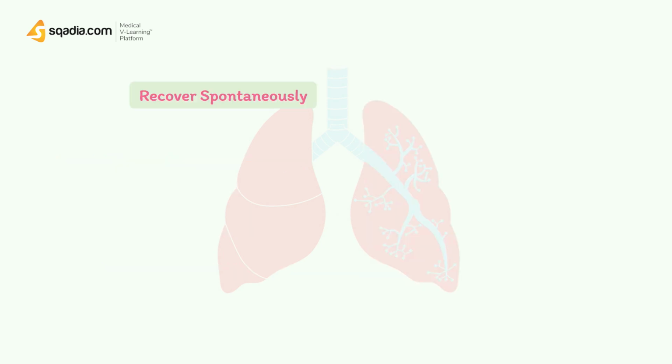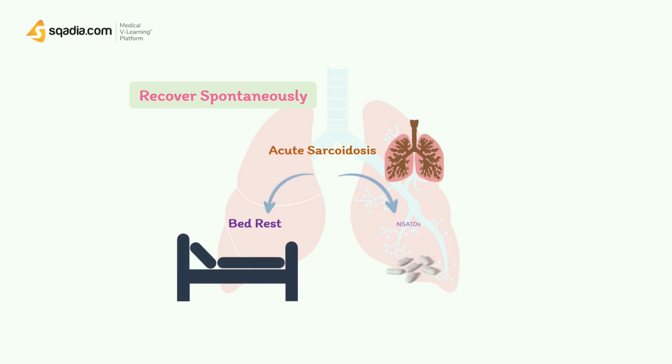Next, we're going to talk about the management of sarcoidosis. The patients with bilateral hilar lymphadenopathy alone don't need treatment, as most recover spontaneously. As for acute sarcoidosis, bed rest and the use of NSAIDs, which are non-steroidal anti-inflammatory drugs used for treating pain, swelling, and discomfort, are usually sufficient to treat acute sarcoidosis.